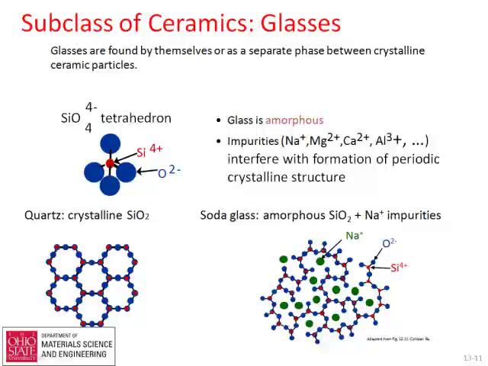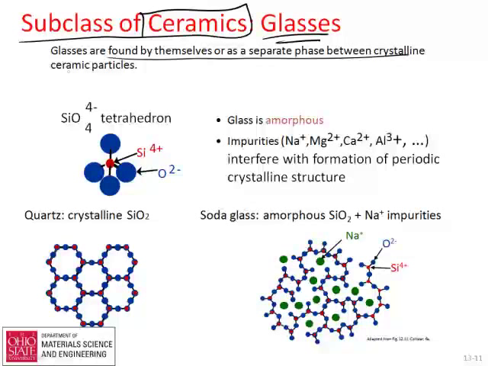Okay, so how is a ceramic different than a glass? So let's talk about that a little bit. There is a subclass of ceramics. That subclass we call glasses. And glasses are often found themselves just as window glass or as a separate phase between ceramic particles. So the primary definition here is glass is amorphous. And let me tell you what that means. So amorphous means that there is no long-range crystalline order.